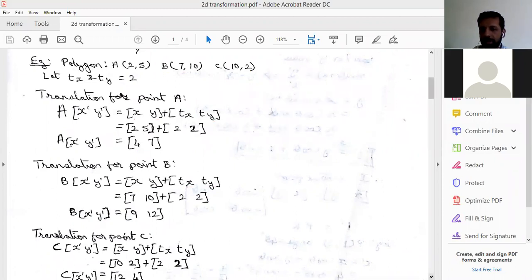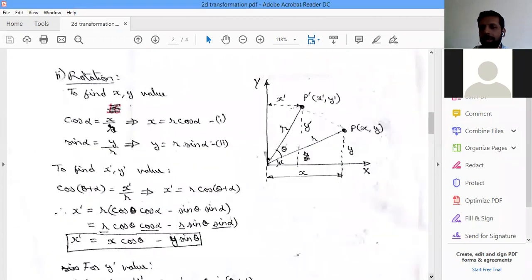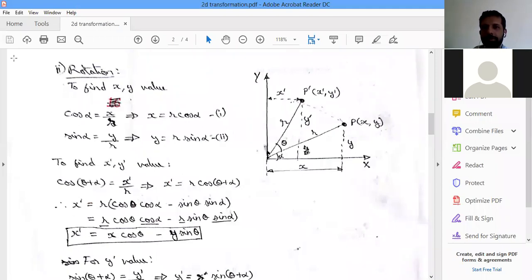The next thing is we'll go on to the next transformation, that is the rotation. We have generally seen that we want to rotate an object in Solid Edge or any kind of CAD or CAE software, be it Solid Edge, ANSYS, Abaqus, SolidWorks, whatever. Generally this rotation transformation is used when we use the option called rotate. There we are going to rotate the object.